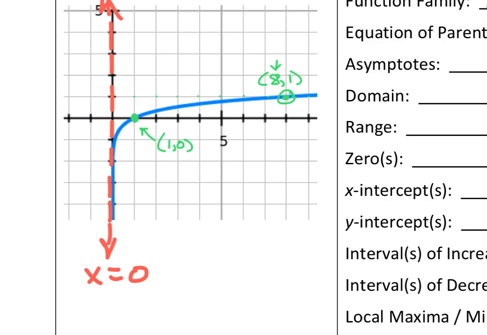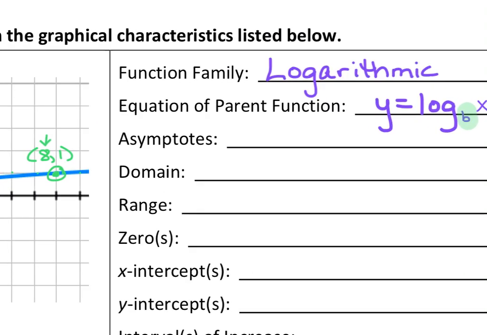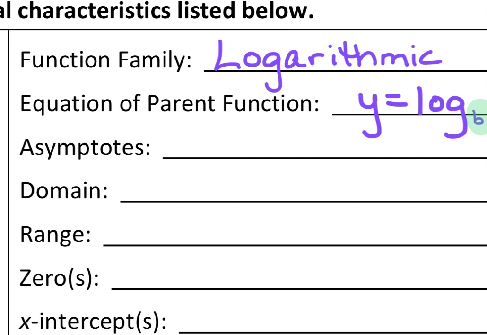But if you can't figure that out, don't worry, because all I'm asking is that on the test you just put b as the base of the logarithm if I give you a graph and ask you for the parent function of the graph. We said that the asymptote is x equals 0.